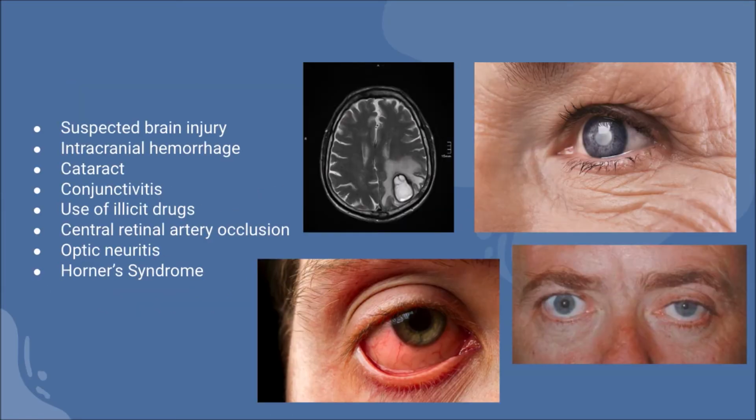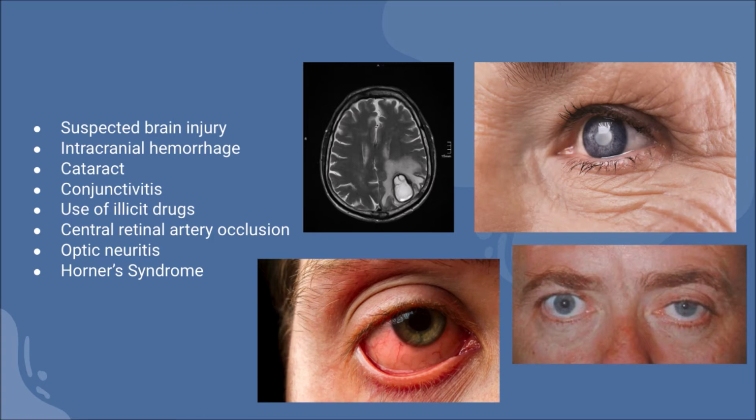First, we have suspected brain injury. This is because after head trauma, it is important to assess whether brain injury has occurred, and this can be done through pupillary assessment. Next is intracranial hemorrhage. So severe bleeding within the cranium can cause pressure on the brain to build up, which can lead to brain damage. As a result, the pupillary assessment should be done to evaluate brain damage.